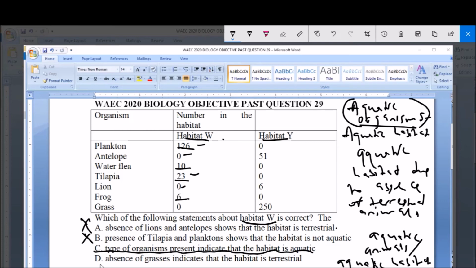Now, option D, absence of grasses indicates that the habitat is terrestrial. Similarly, if there are no grasses there, it's not really an indication that the habitat is terrestrial, because if there are no grasses in a habitat, it means that the habitat is most likely an aquatic habitat and not a terrestrial habitat. So option D is wrong. As we have rightly established, option C is the correct answer to this question.